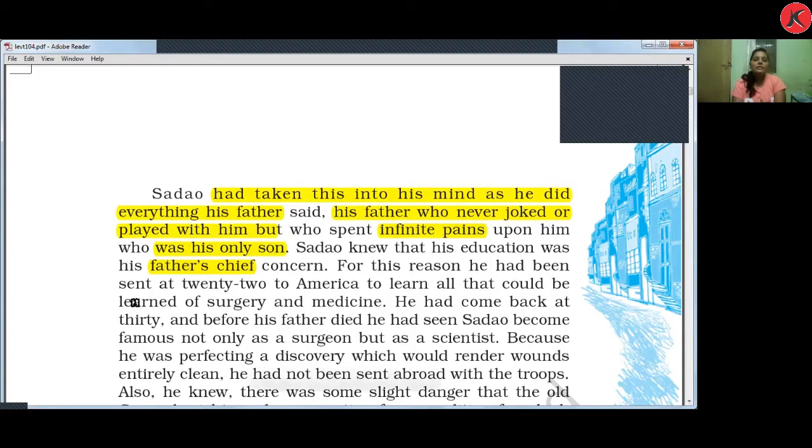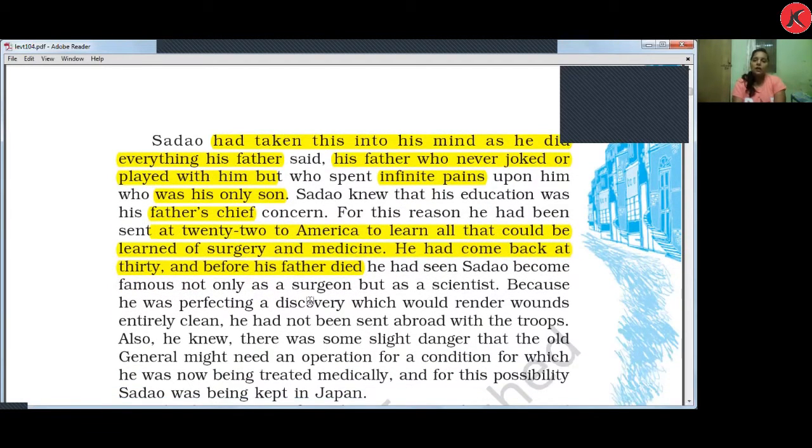For this reason, he had been sent at 22 to America to learn all that could be learned of surgery and medicine. His father was very curious and very concerned about education. So when he was 22 years old, he was sent to America to study medicine, most probably surgery. And he had come back at 30, becoming a doctor and surgeon. And before his father died, he had seen Sadao become famous not only as a surgeon but also as a scientist.